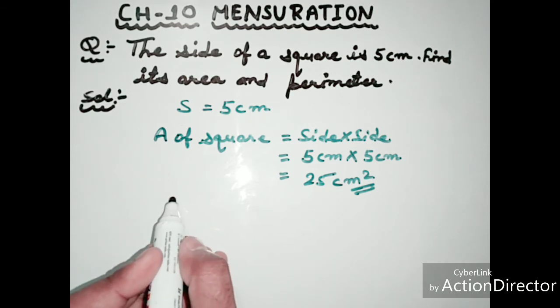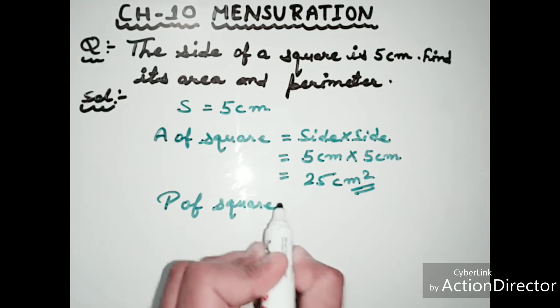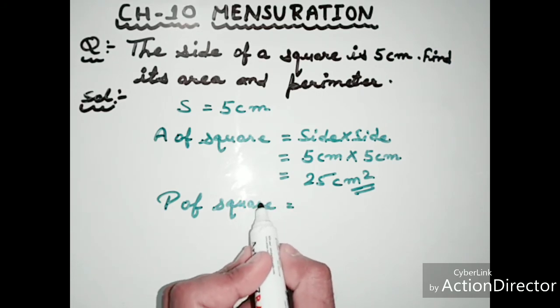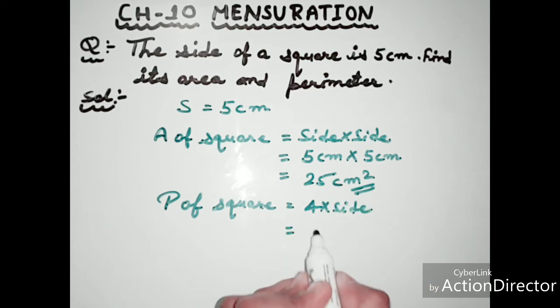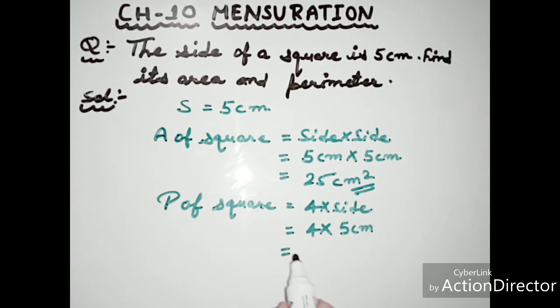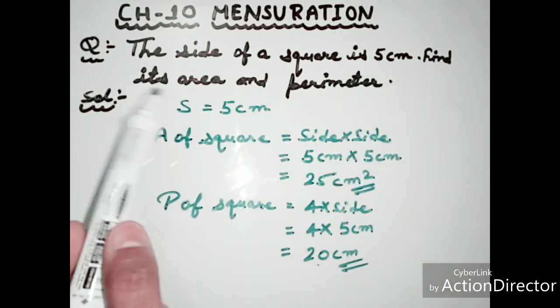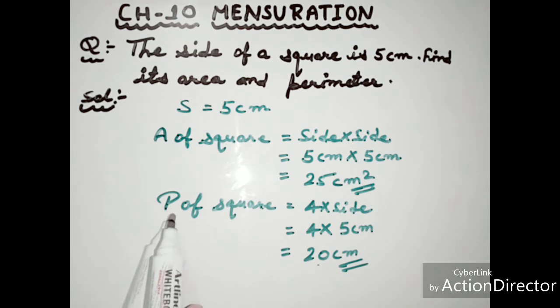Now we find the perimeter of the square. So perimeter of square equal to 4 into side. So here we put the value of side as 5 centimeter, and 4 5s are 20 centimeter. So the perimeter of the square is 20 centimeter. So here we found area and perimeter. The area of the square is 25 centimeter square and the perimeter of the square is 20 centimeter.